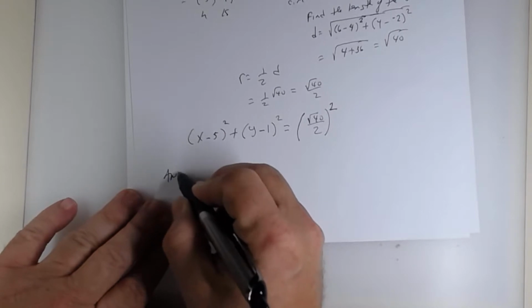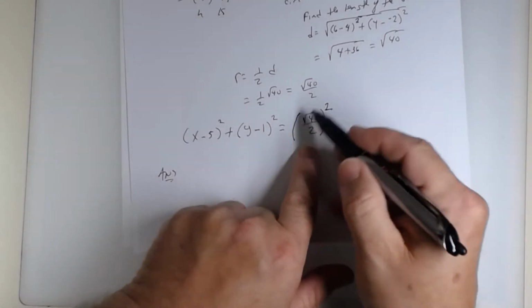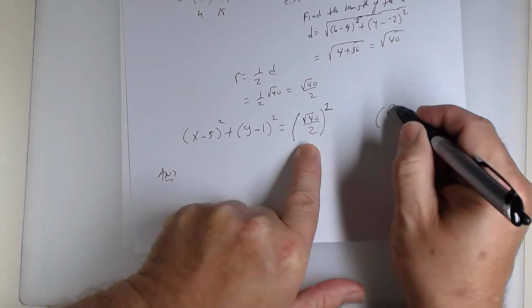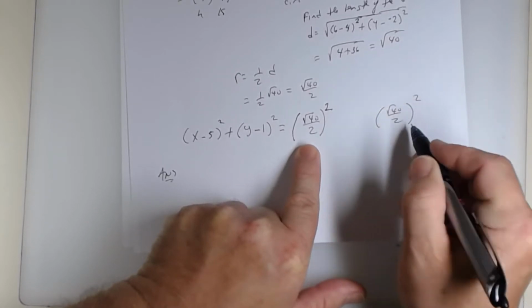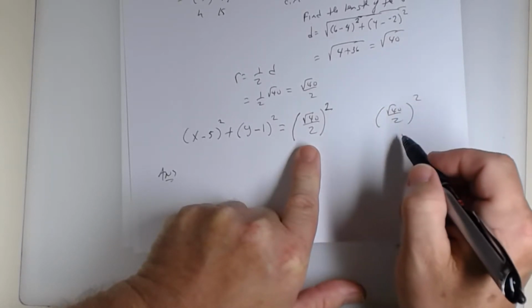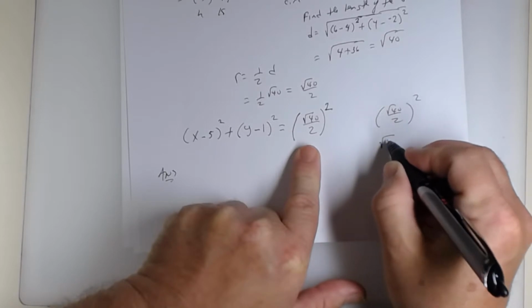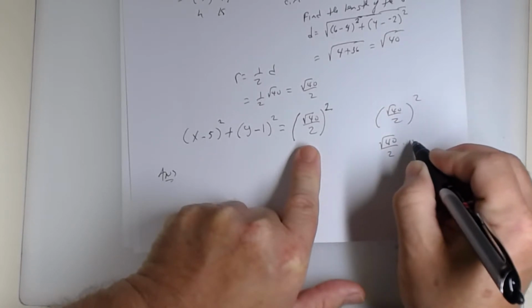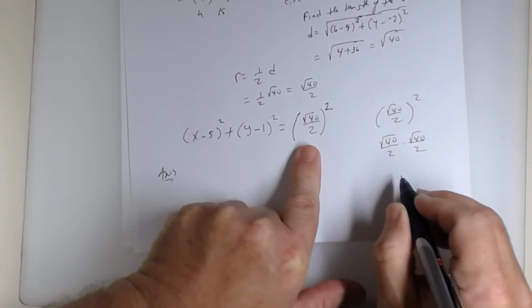So the answer is going to be this. We're going to do the work here. You see this right here? The square root of 40 over 2, squared. What does that mean? Times itself. So square root of 40 over 2 times the square root of 40 over 2, right?